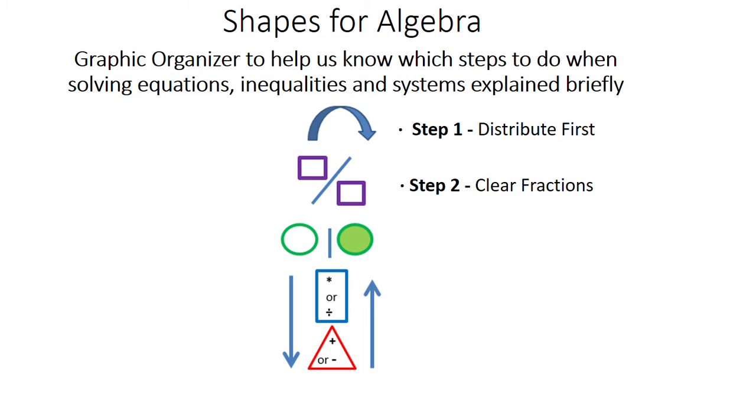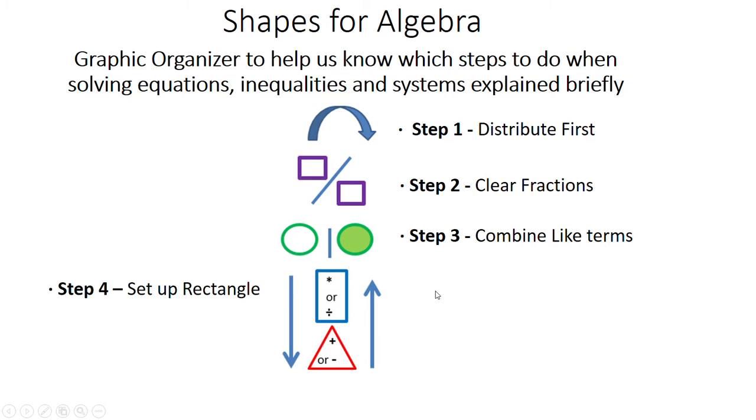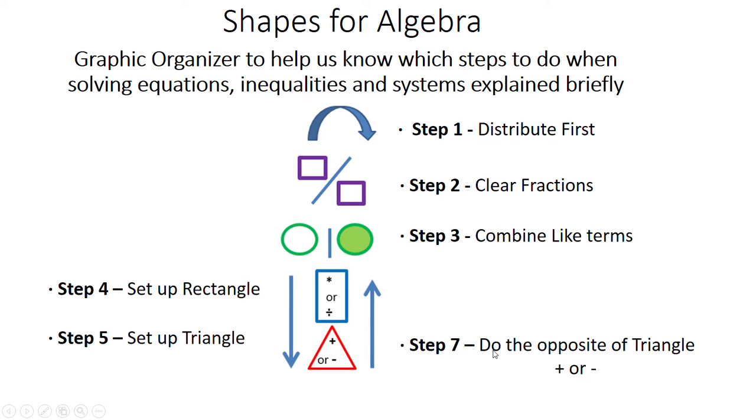So this works just like PEMDAS, where the P stands for parentheses, the E stands for exponents. So our first step is to check to see if it needs to distribute. And then our second step is to see if we need to clear fractions. And then combine like terms. And then finally, we're going to set up our rectangle and triangle, and then we're going to do the opposite of the triangle next, and then do the opposite of the rectangle. So these are our final 8 steps that we're going to do while we solve equations.